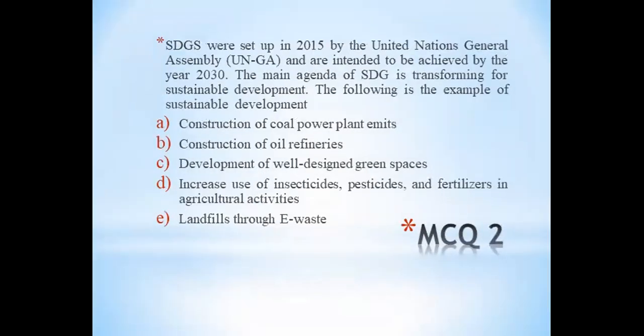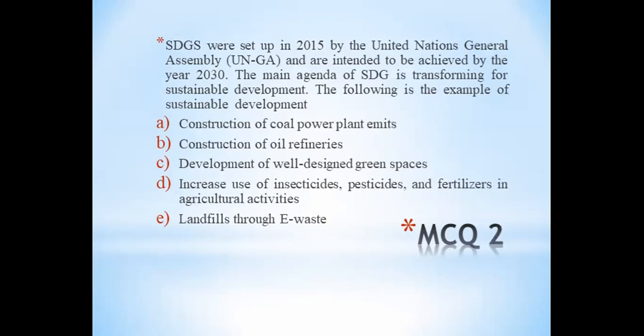MCQ 2. SDGs were set up in 2015 by the United Nations General Assembly and are intended to be achieved by the year 2030. The main agenda of SDG is sustainable development. Which is an example of a sustainable development goal: construction of coal power plants, construction of oil refineries, development of well-designed green spaces, increased use of insecticide, pesticide and fertilizer in agricultural activities, or landfill through e-waste?